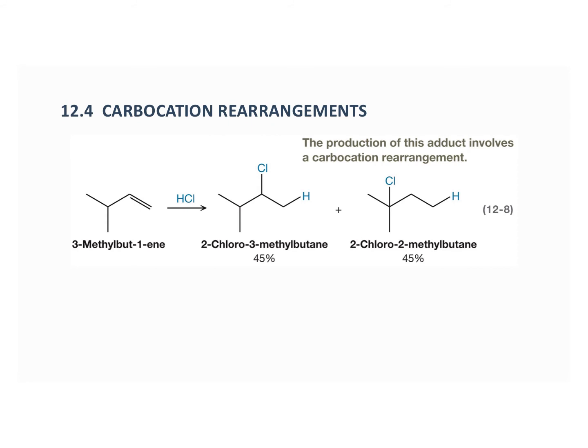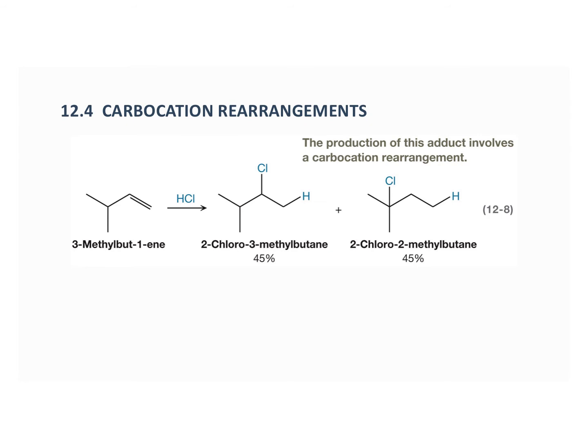So I want you to notice that when 3-methyl-butanone is treated with hydrochloric acid, you get fairly significant amounts, kind of equal parts, 2-chloro-3-methylbutane and 2-chloro-2-methylbutane, right? Both of these are produced. 2-chloro-3-methylbutane is the product of a normal Markovnikov addition of HCl across the carbon-carbon double bond. Specifically, it's going to add that proton to the first carbon of the alkene, and chlorine adds to the adjacent secondary carbon.